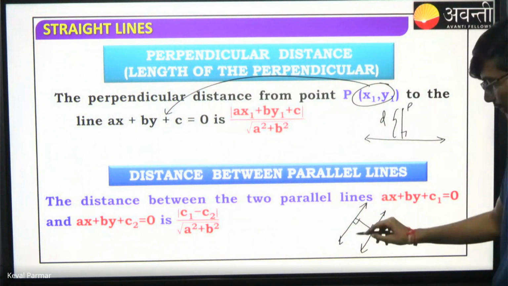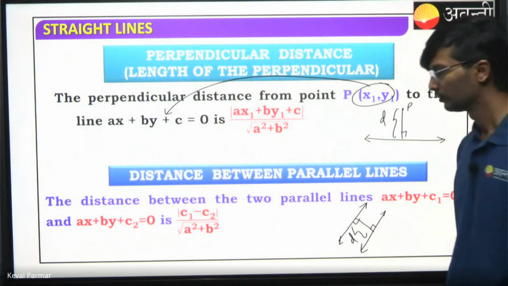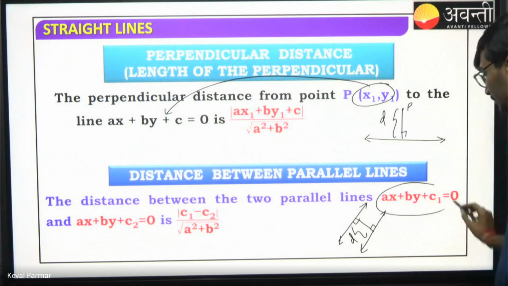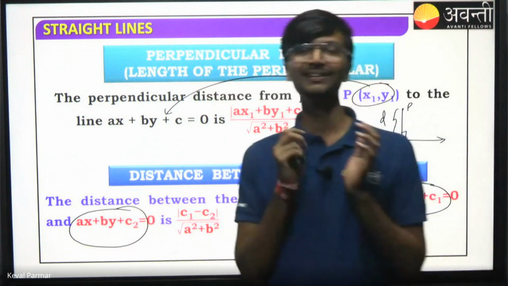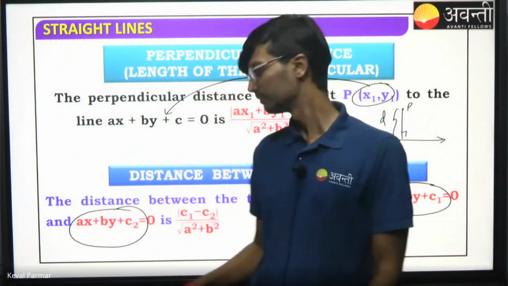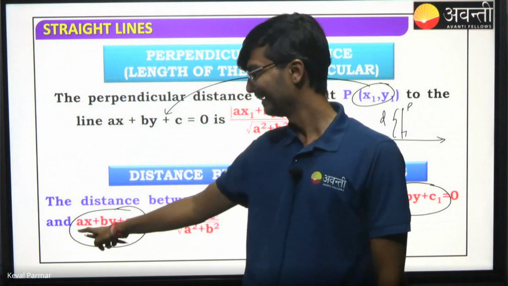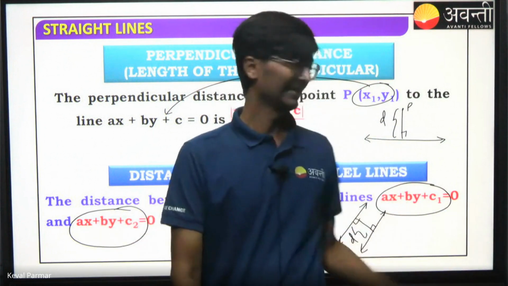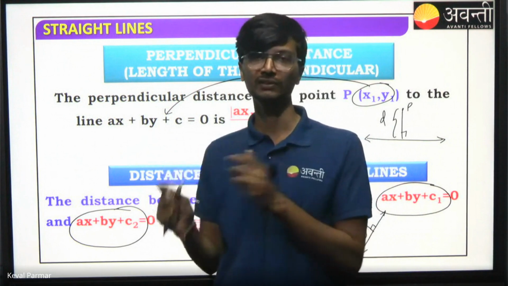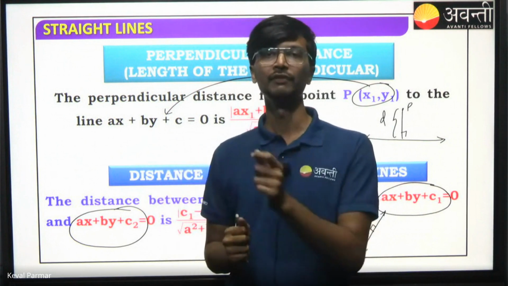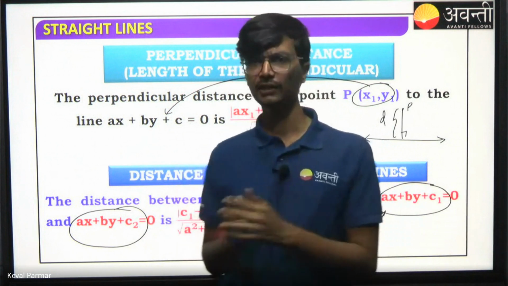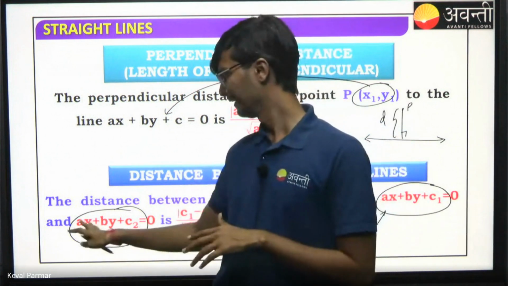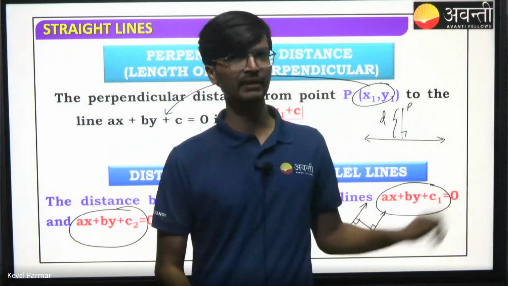So if I want to find this distance D, and the equations of lines are ax plus by plus c1 and ax plus by plus c2. Now I told you that the lines are parallel. That's why here a and b, and here also the same a and b. There is no difference in a and b. There is only a difference in the constant term, which is c1 and c2. I think we discussed this in the last lecture. Since the slopes are equal, a and b will be the same here and same here.